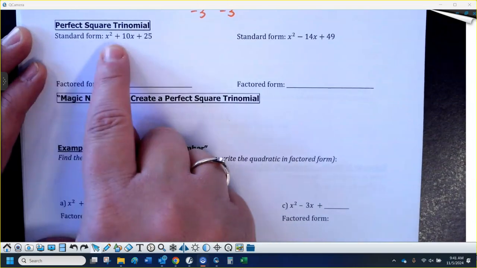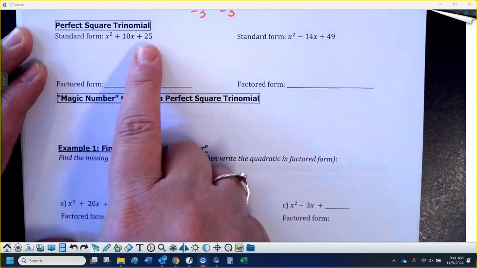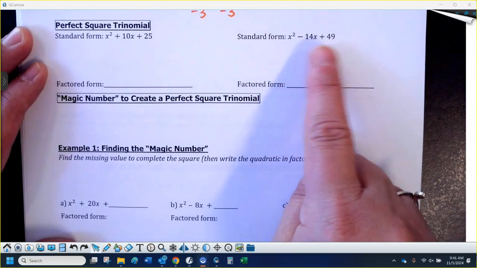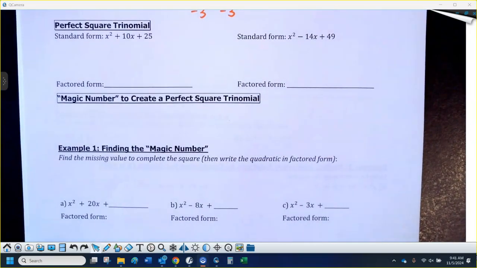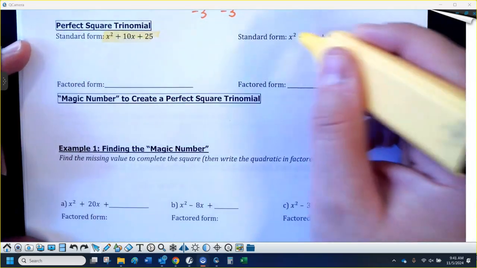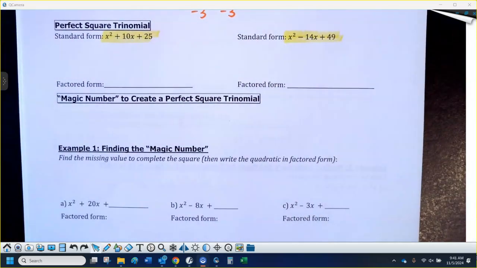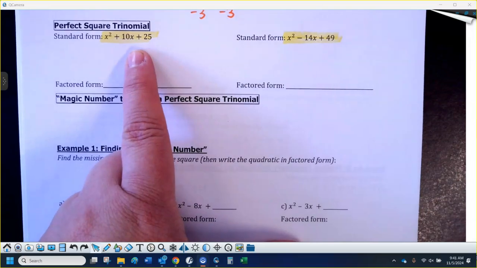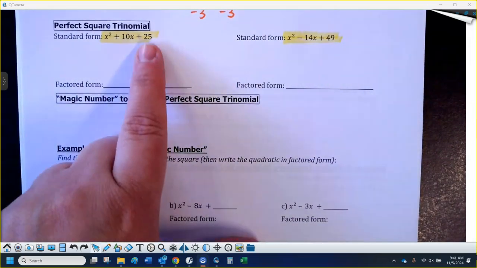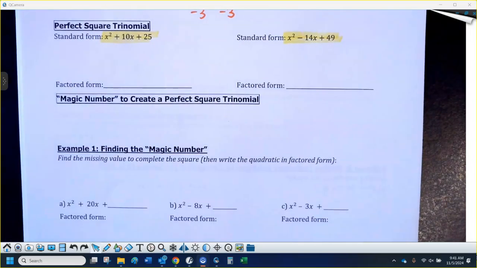It says I have standard form, x squared plus 10x plus 25. I have another example here, x squared minus 14x plus 49. These are both examples of what we would call a perfect square trinomial. All right, so this is one, and this is one. Could anybody tell me, if I asked you to factor this, 2 numbers that multiply to give you 25 and add to give you 10?